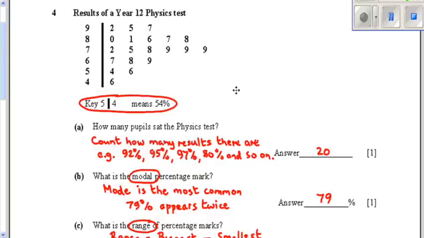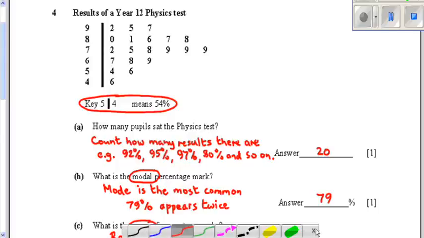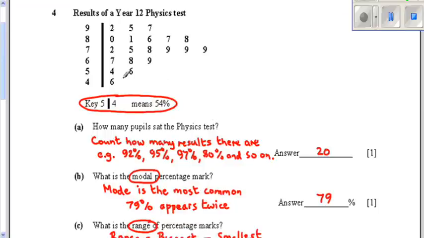Okay, question 4, it's a stem and leaf diagram showing the results of a year 12 physics test. So please be careful here, have a look, make sure you understand what the key means. So the key is telling you that 5 and then this vertical line 4 means 54%. So all these numbers are percentages. So 5, 4, 54%. 5 and the 6 is 56%, and so on.